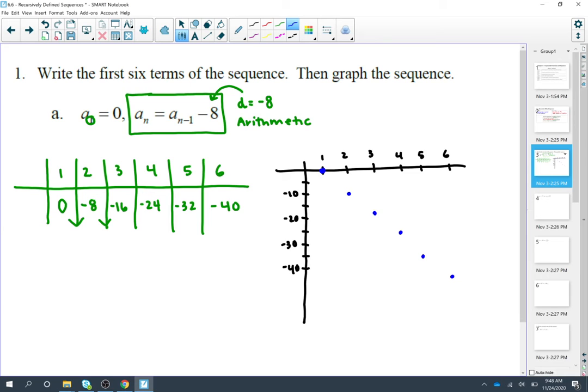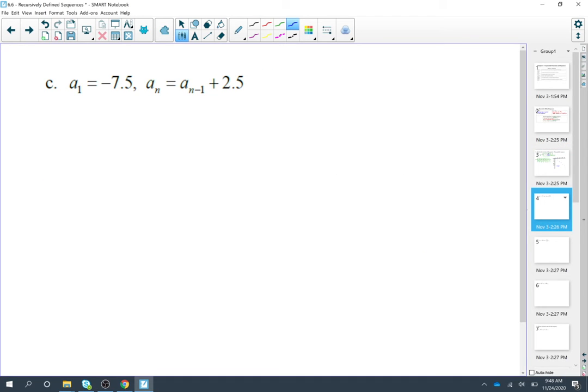But what do you notice? To me, I notice these are linear, specifically linear with a negative slope. So this is arithmetic. Let's take a look at our next one. Set up your table. We have to find the first 6. 1, 2, 3, 4, 5, 6.